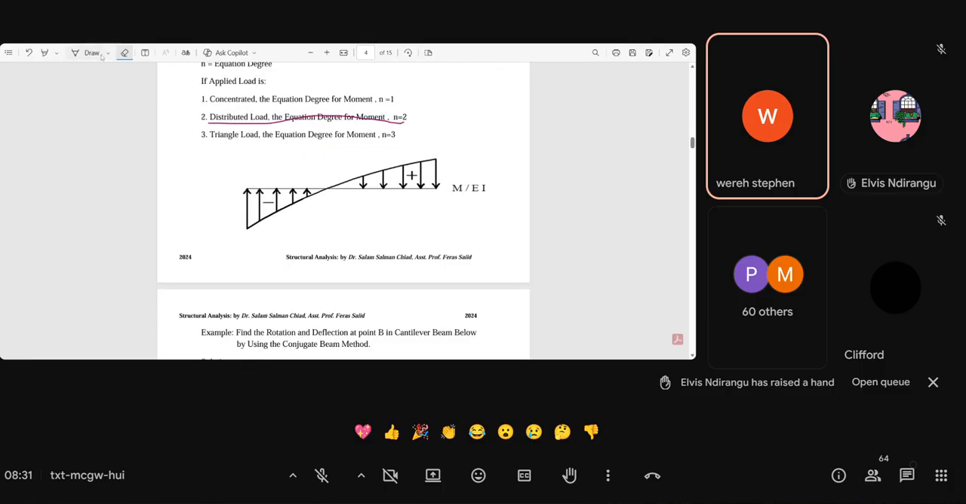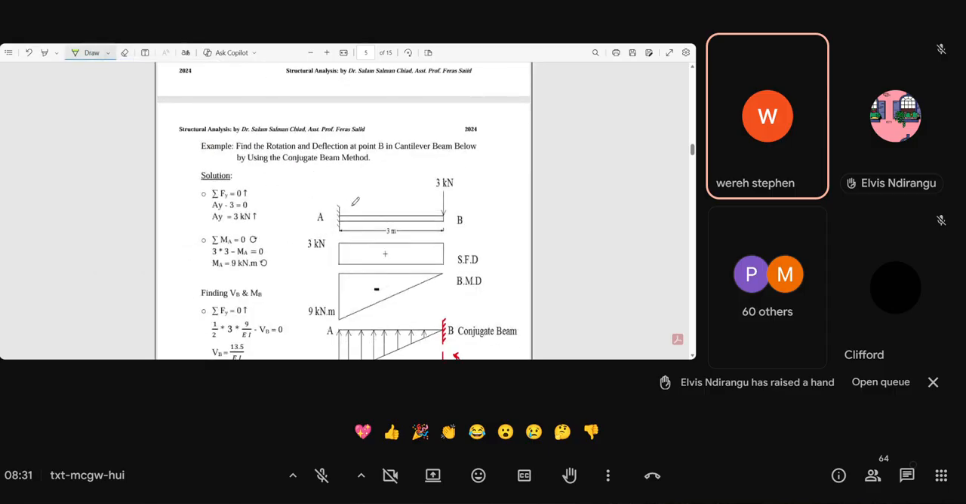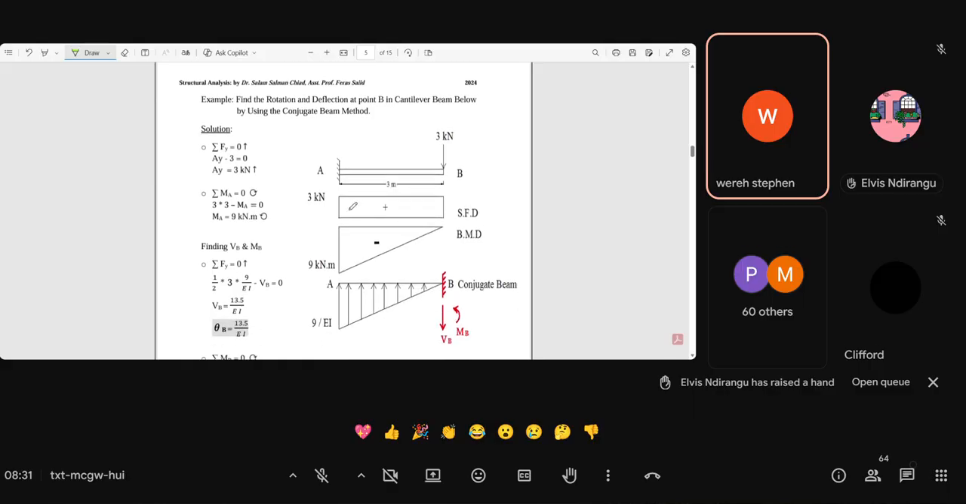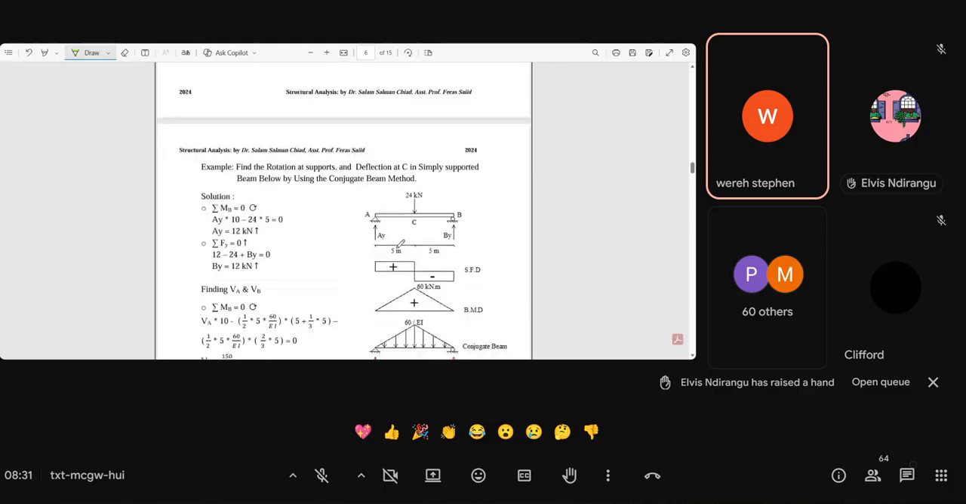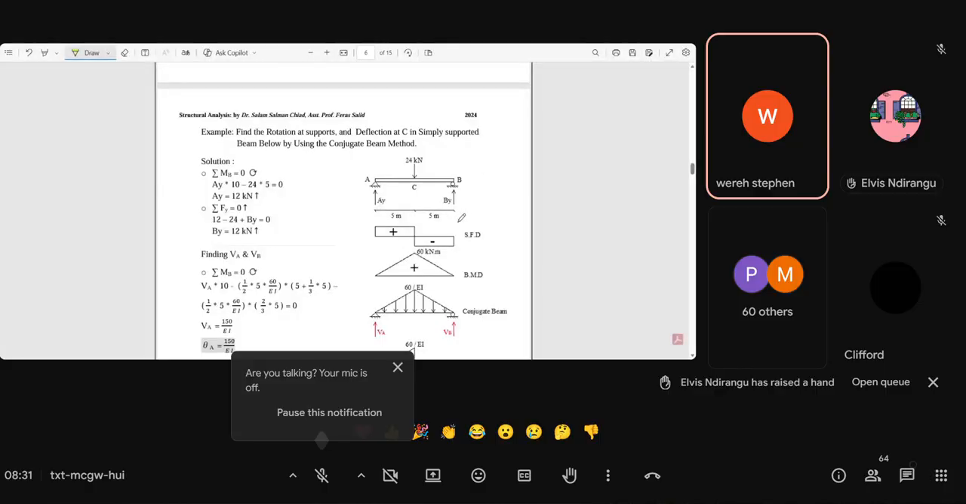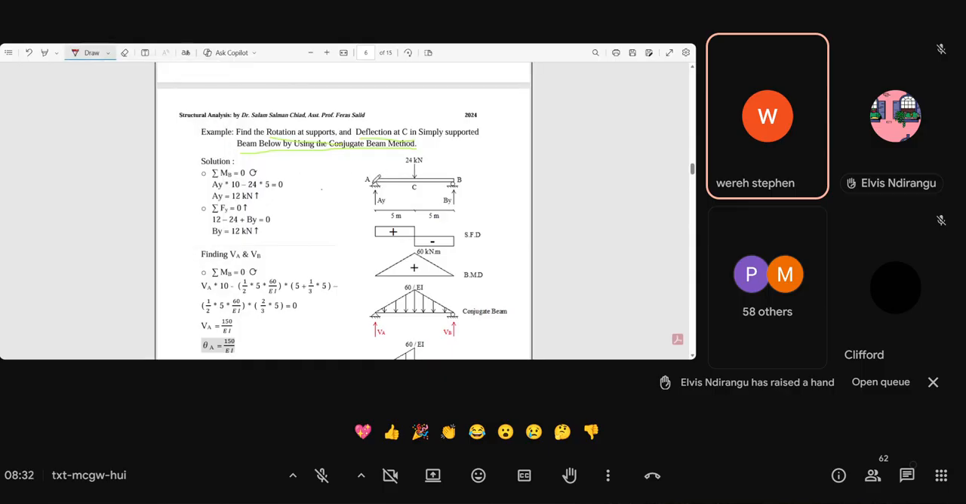So let me look at the example here. I want to look at this example, this one here. So the question is, find the rotation at the supports and deflection at point C in the simply supported beam below using the conjugate beam method. So this thing is just simple.